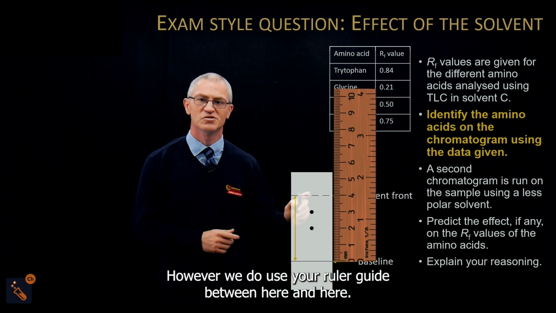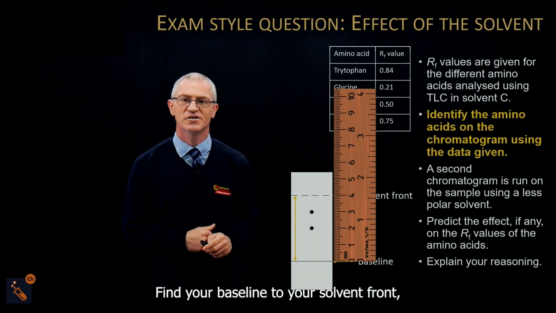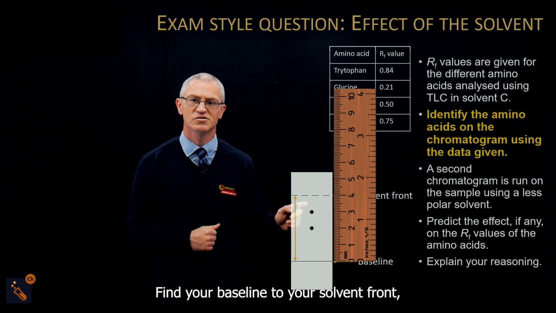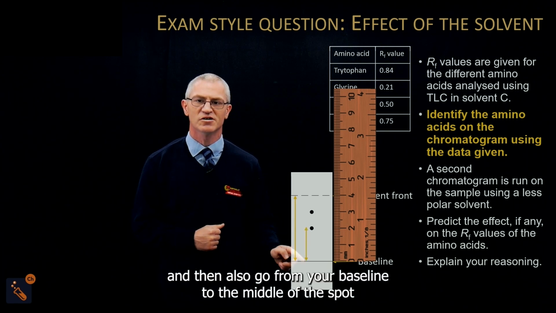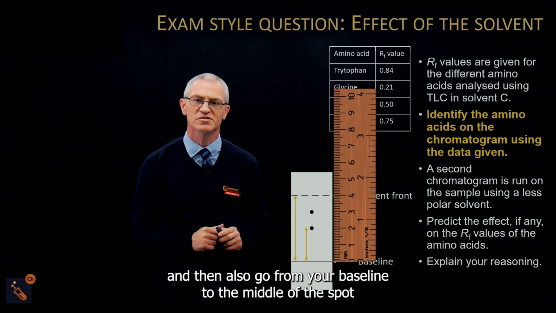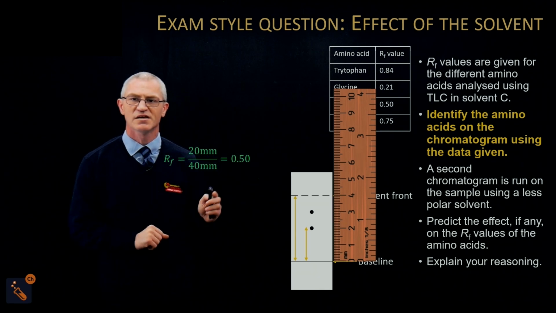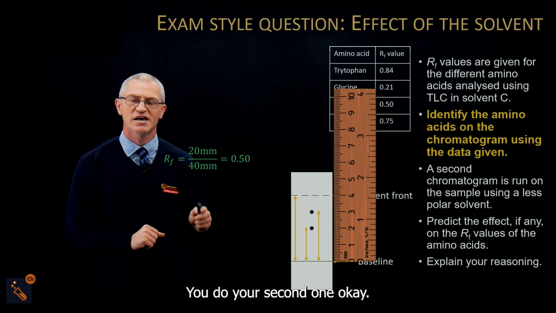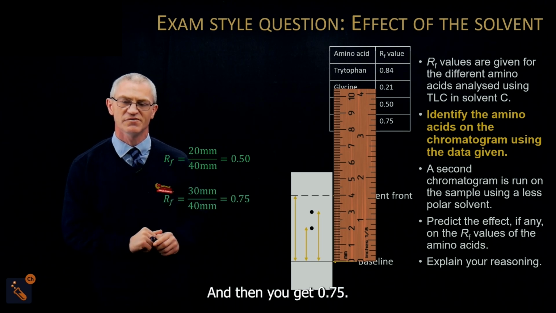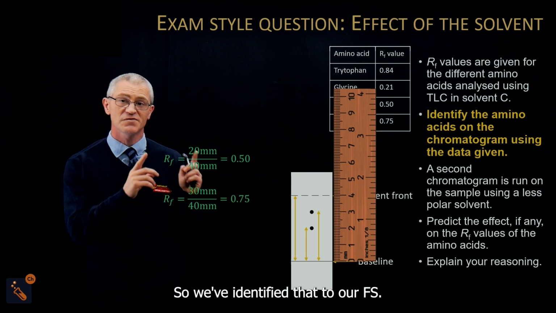However, what you do is use your ruler, go between here and here, find your baseline to your solvent front, and then also go from your baseline to the middle of the spot. And you've got your first one, which is 0.5. You do your second one, okay, and then you get 0.75. So we've identified our two RFs.